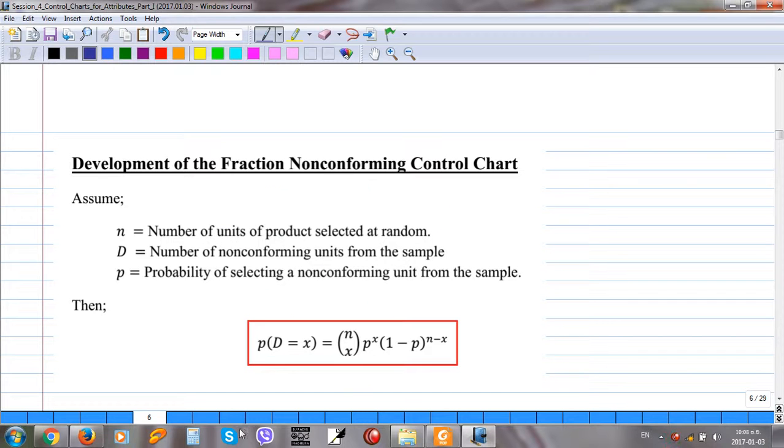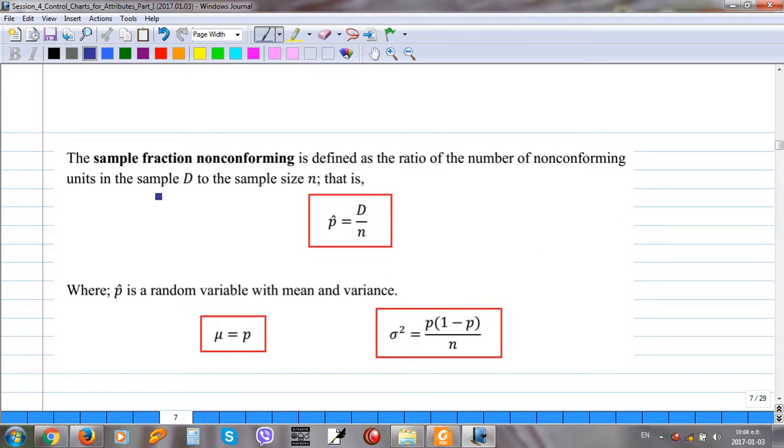Then we can develop the fraction non-conforming control charts. The sample fraction non-conforming is defined as the ratio of the number of non-conforming units in the sample, d, to the sample size n. That is, p hat equals d over n, right?